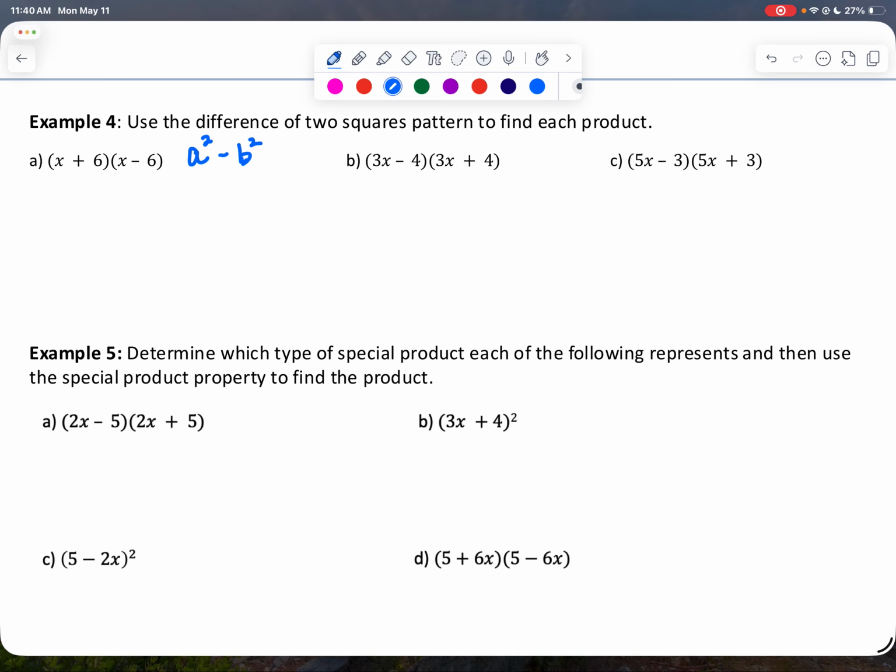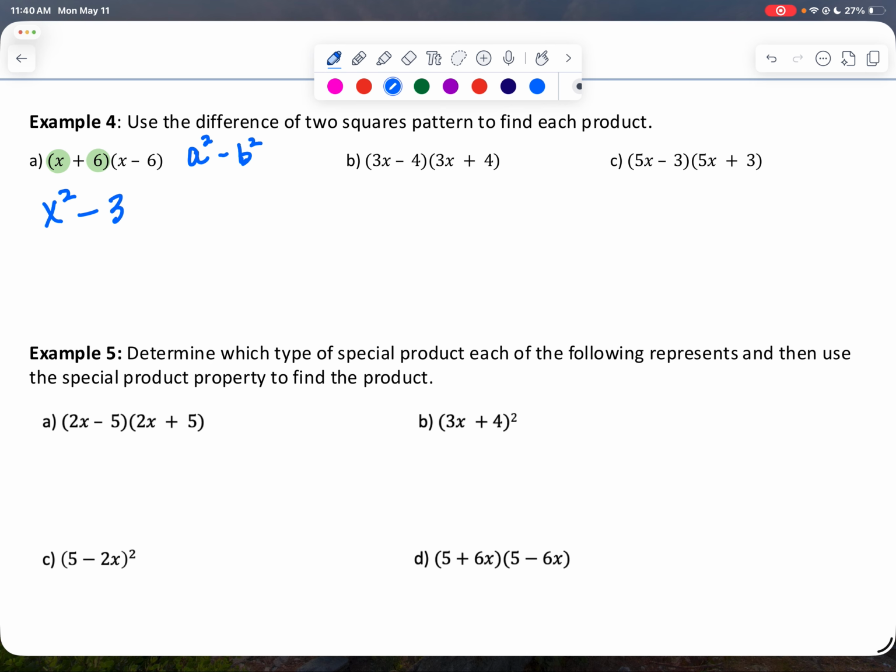So that simply means the first term squared minus the last term squared. So if I take my first term, x, and square it, I get x squared. Then I put a minus. Then I take my second term, 6, and square it. 6 squared is 36.